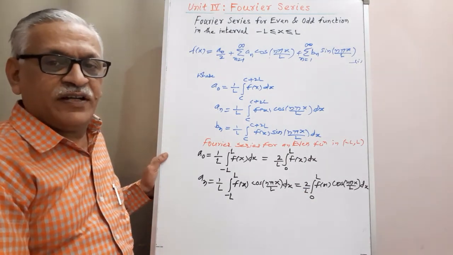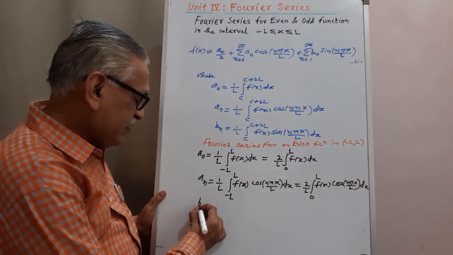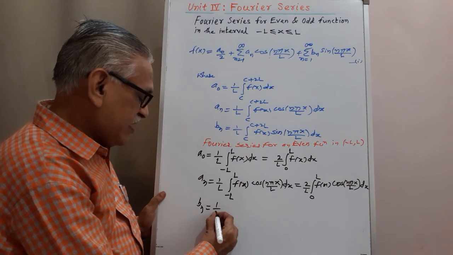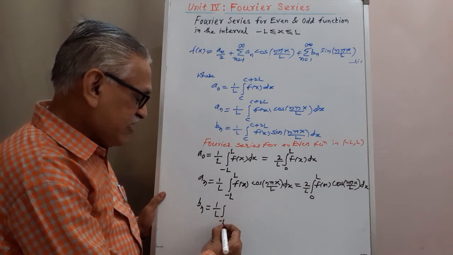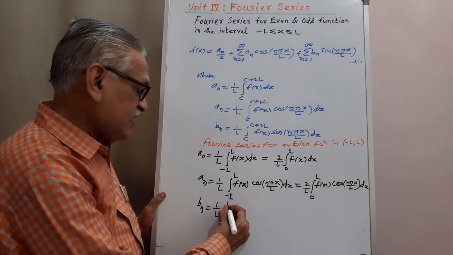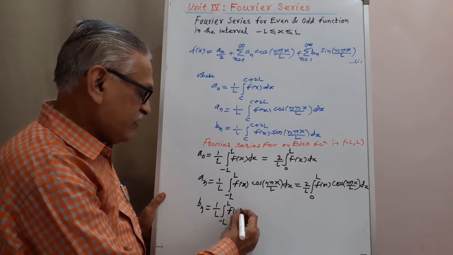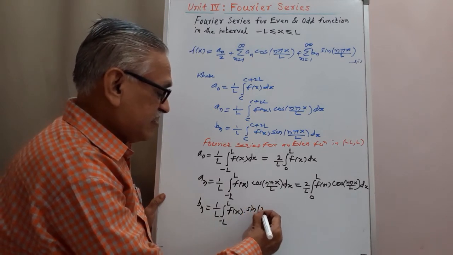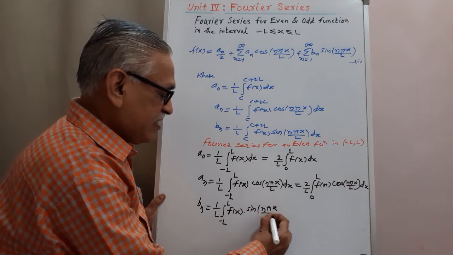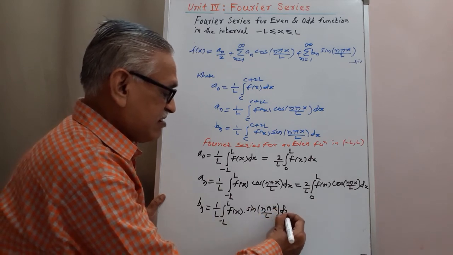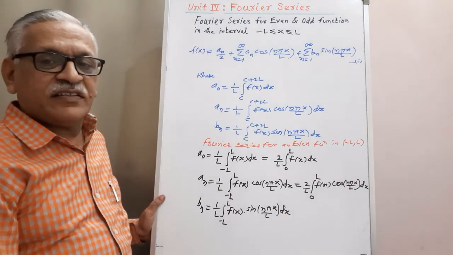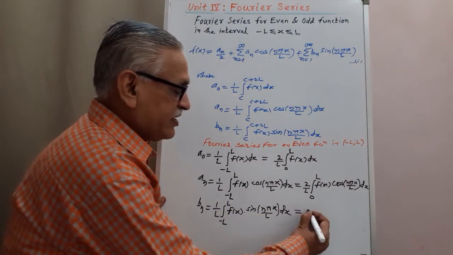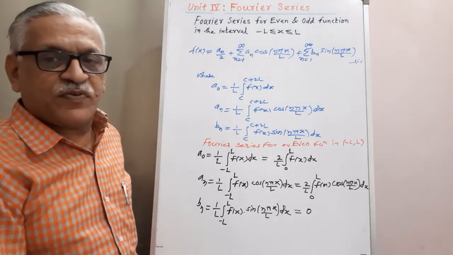Therefore, that is the result to find An, and then finally Bn is given by 1 by L, c to c plus 2L, c is minus L, upper limit is L, f of x is an even function, multiplied by sine n pi x by L. Sine is odd. A product of an even and an odd function is an odd function, and that's why its value is 0 as per that property.